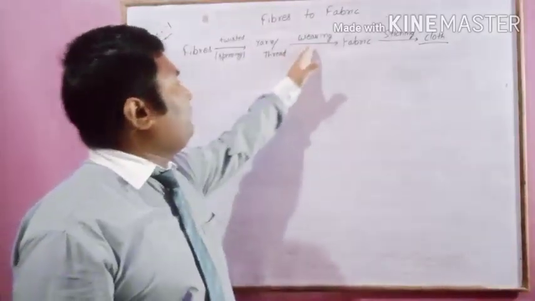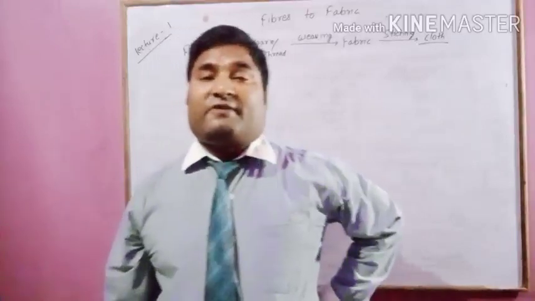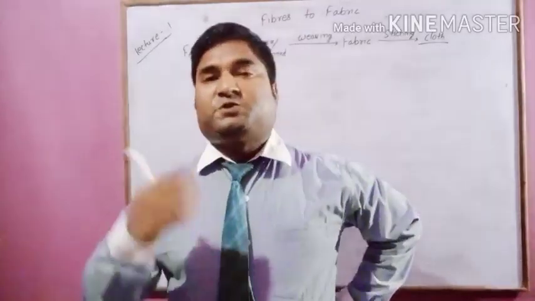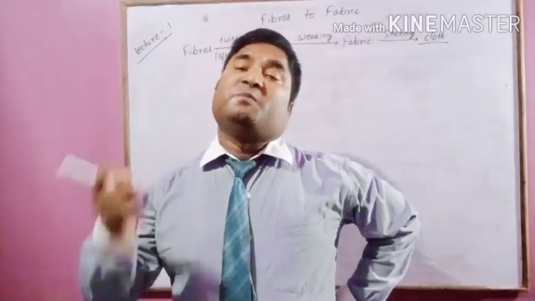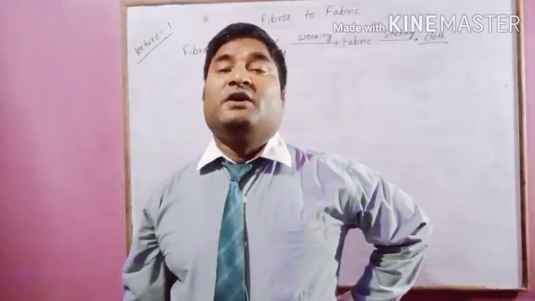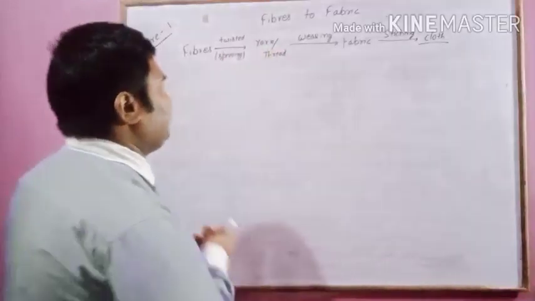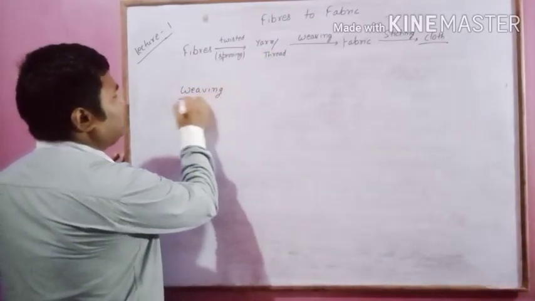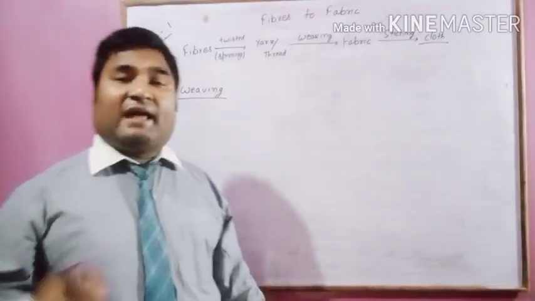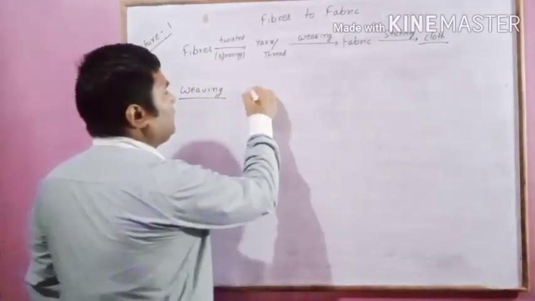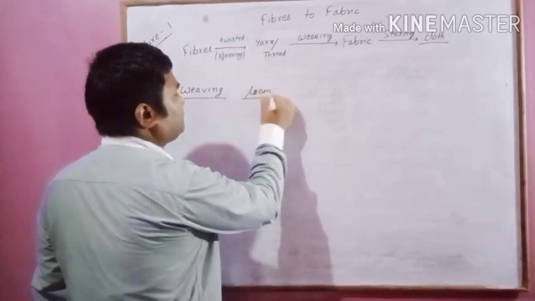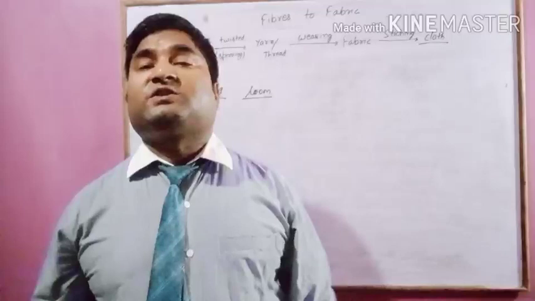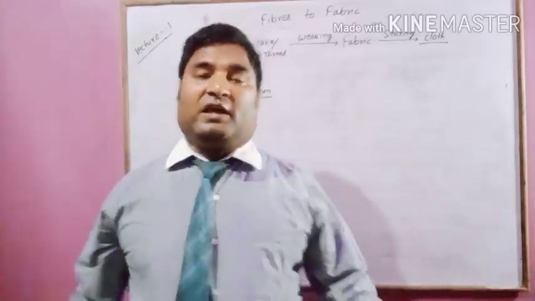Next is weaving. The process of arranging two or more yarns together to make fabric is called weaving, and this weaving is done by an equipment called loom. The machine used for weaving is called loom.